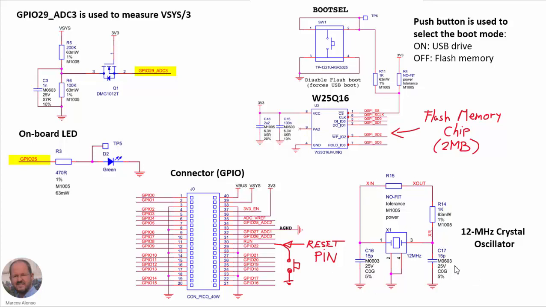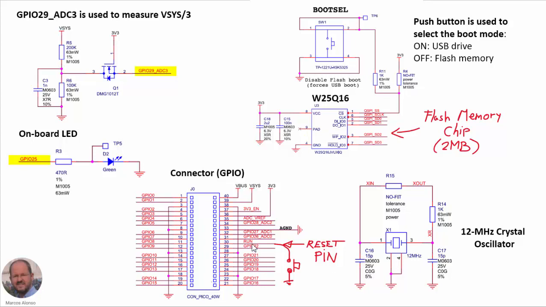Here in this part we can see the 12 MHz crystal oscillator. As we have seen before, this frequency is multiplied internally in the microcontroller to obtain the 125 MHz operating frequency. And finally here we have the connector with all the pins surrounding the board. So as we can see, most of them are GPIOs.